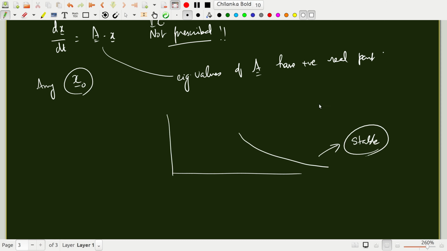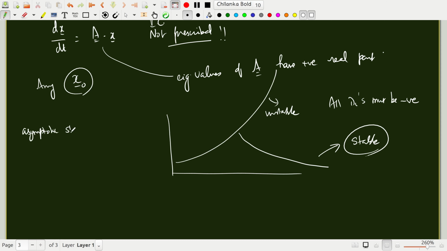Okay, so in order for this to happen, all lambda i's must be negative. I'm assuming lambda i's to be real. Otherwise, if the lambda i's are complex, then we should look at only the real part. Okay. Now, if it is unstable, then of course it will grow exponentially in time. Okay. So what the eigenvalue analysis will tell you is what is called asymptotic stability, or the stability as you take t going to infinity.